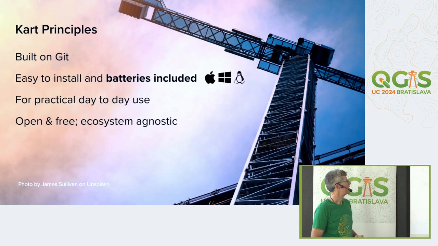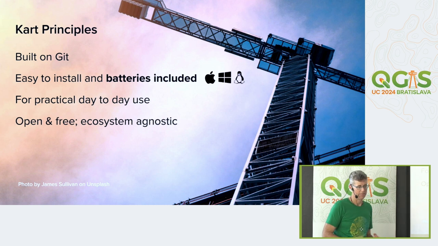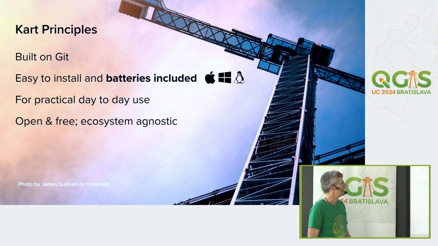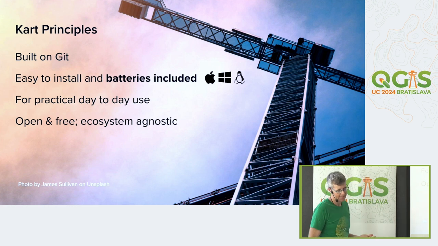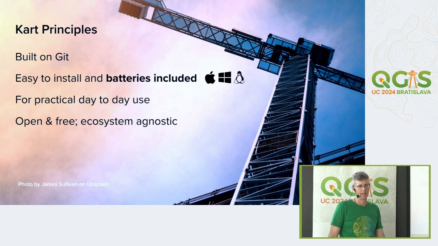And so we built this tool called Kart. It's built on top of Git, which is, you know, the leading versioning system for software. And we made it batteries included so that you don't necessarily need other tools. Everything is packaged there. It works on Windows and macOS and Linux. It doesn't interfere with any other software in your system. Things like CRS handling just kind of work out of the box. Database connections work. It's not a big data solution for people with like 10 terabyte size tables. If you have that sort of data, you generally have developers and you can solve your problems. This is for practical day-to-day work, the same sort of stuff you'd use in QGIS. And it's open source.